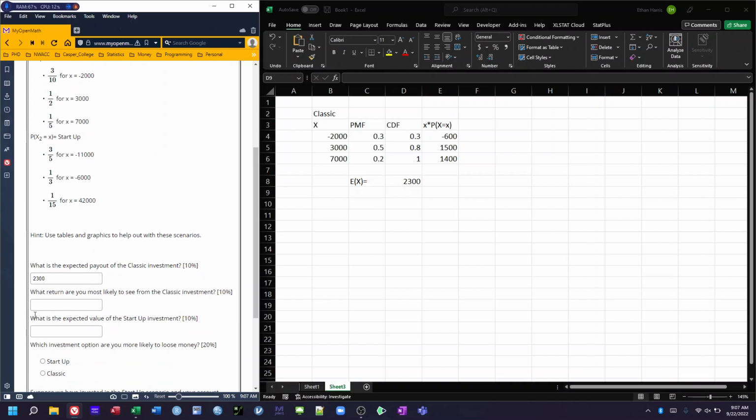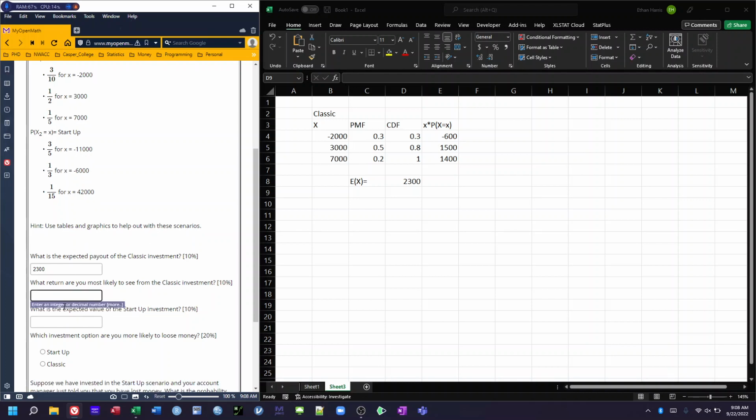And then this next question is, what return are you most likely to see from the classic investment? Okay, so all that's asking is just look at the PMF. Which member of the support has the highest probability of occurring? And it's $3,000. It's the highest one that we can see.